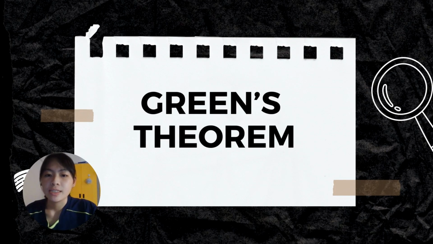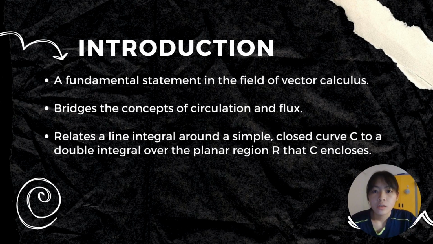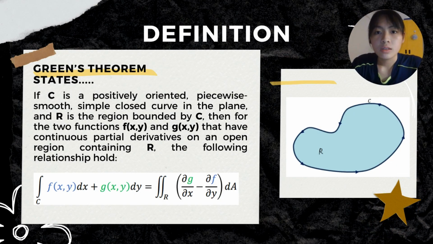Today we are here to discuss one of the four core concepts of the fundamental theorem of calculus, which is called Green's theorem. Green's theorem is a fundamental statement in the field of vector calculus. It reaches the concept of circulation and flux. This theorem relates a line integral around a simple closed curve C to a double integral over the planar region R that C encloses.